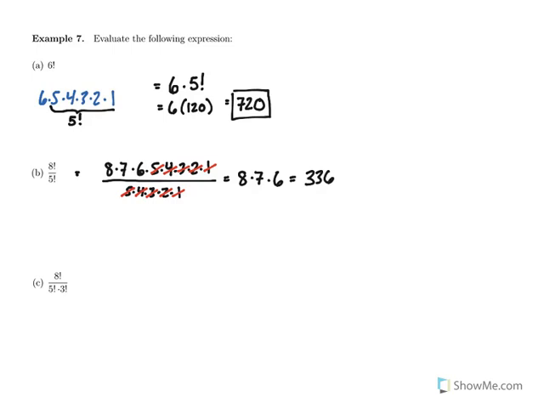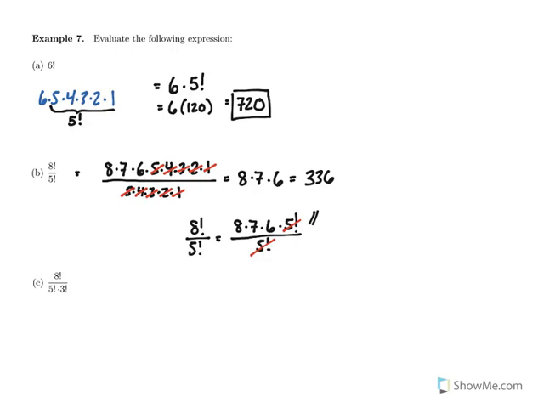Another way to think about this calculation is doing something similar to what we did in the first example. We could write 8 factorial as 8 times 7 times 6 times 5 factorial over 5 factorial. And again, instead of canceling out 5 times 4 times 3 times 2 times 1, we can just cancel out 5 factorial from the top and the bottom, and we get our same answer here, 336.